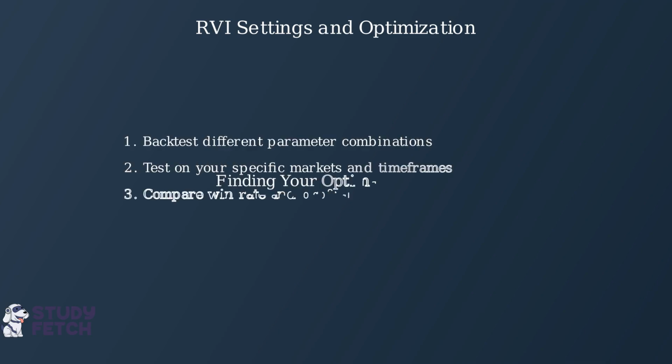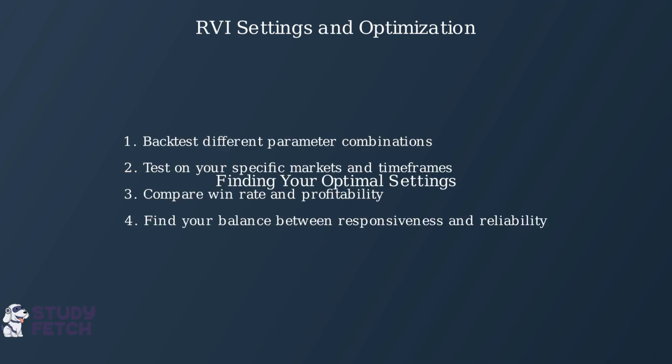To find your optimal settings, you should backtest different parameter combinations on your specific markets and timeframes. Remember that optimal settings vary by market and trading style. Here are some recommended starting points to begin your testing. By finding the right balance between responsiveness and reliability, you can optimize the RVI indicator for your specific trading needs.